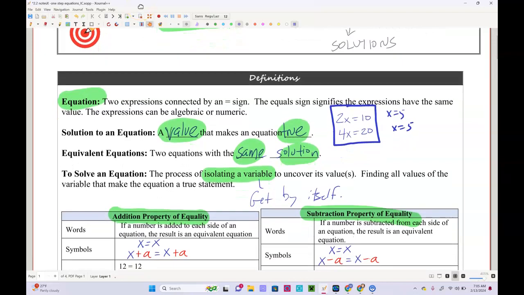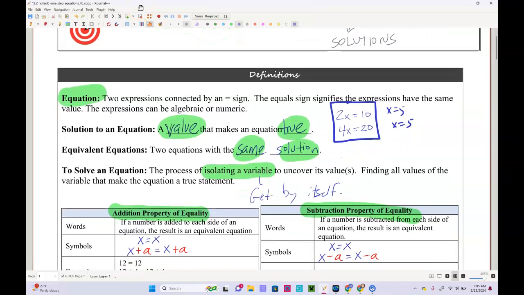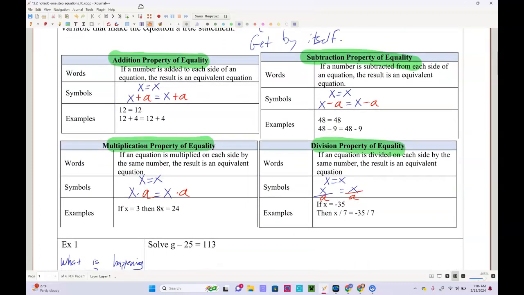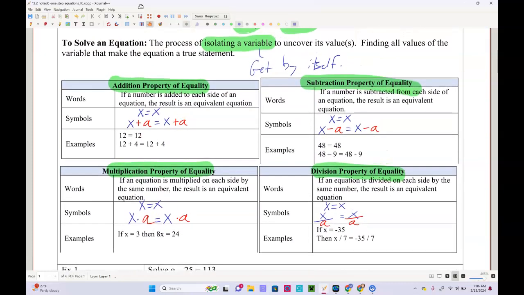The third thing we're looking at here is to solve an equation. The process of solving the equation is the process of isolating a variable to uncover its values, finding all values of the variable that make the equation a true statement. So we're going to be getting x by itself, getting the variable by itself to uncover what its value is equal to. Now, below this, the second part of this front page is some properties of equality.